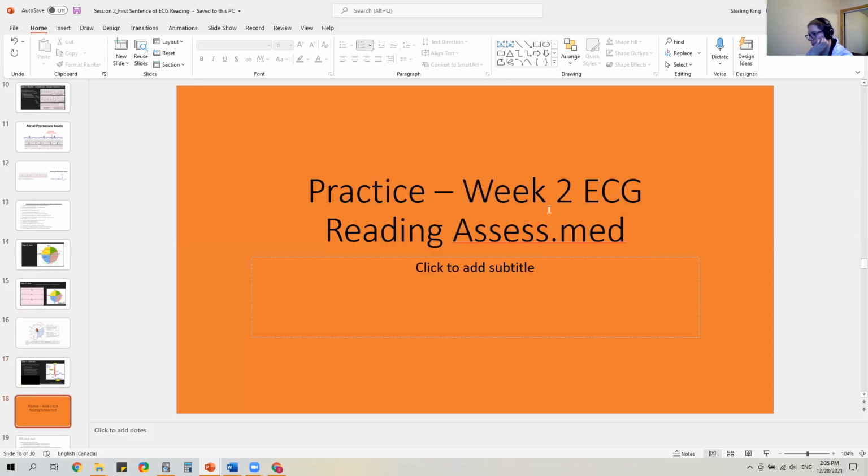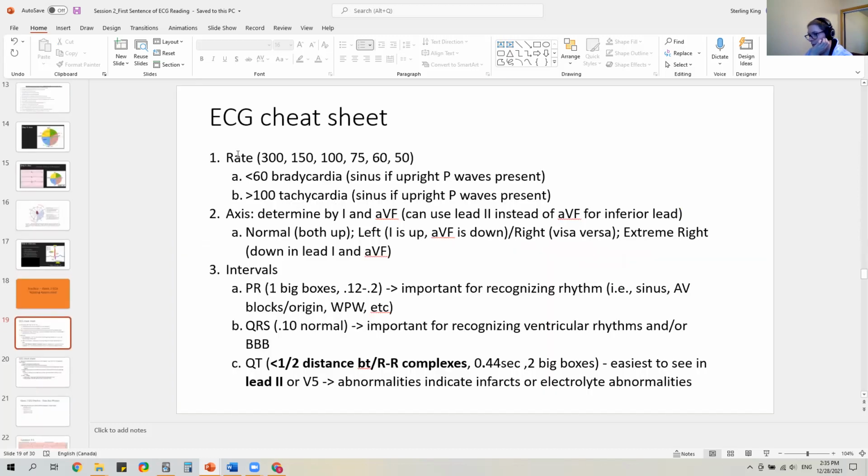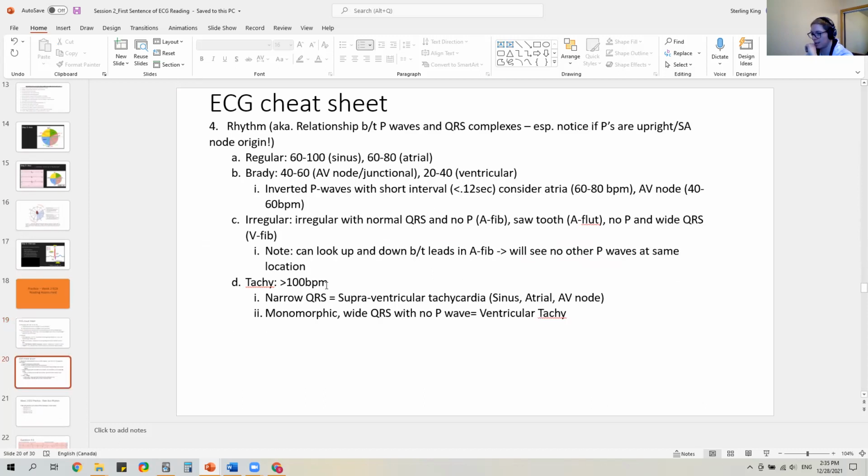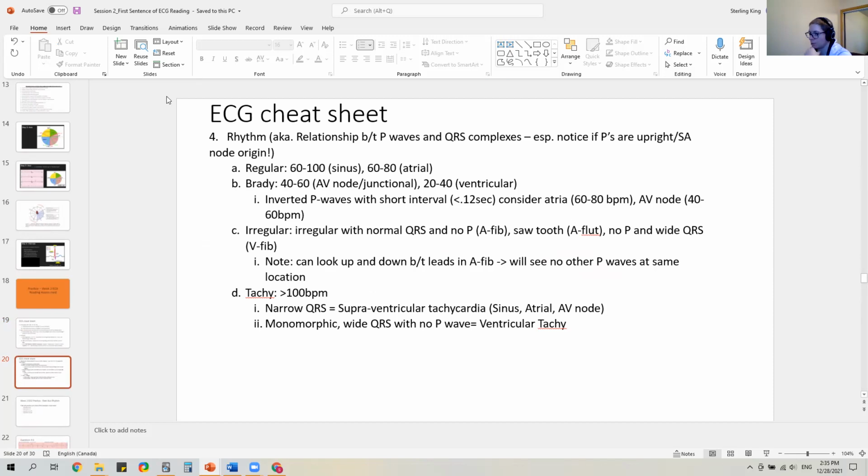So practice. Week 2 ECG readings on assess.med. So this is the cheat sheet. If you're just double checking, you can just look at this page, or you can look at that Word document that I have. And then this is the rhythms. And maybe I'll briefly just go over this.